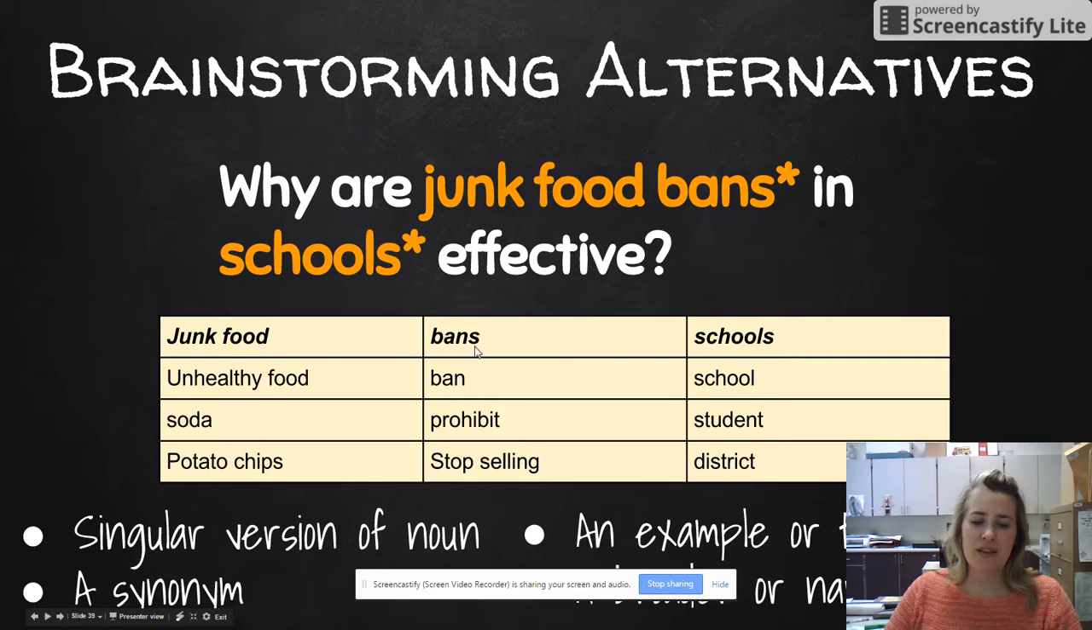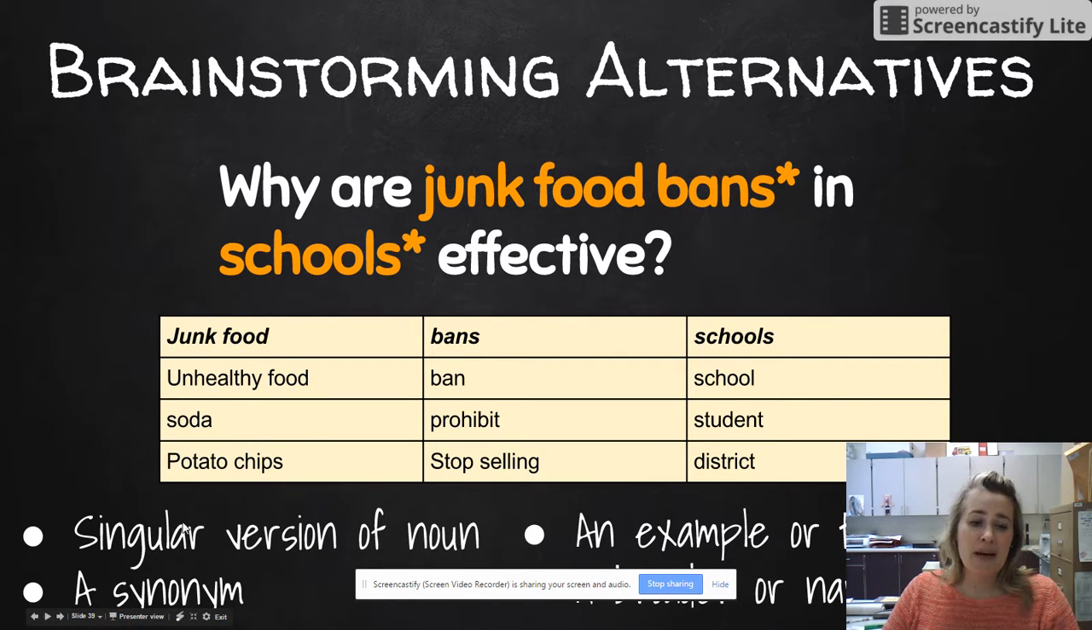Each one of those nouns has its own column. Then underneath the original noun, I'm going to come up with some alternatives. When I'm thinking about alternatives, there's 4 different things I can consider. I always want to write down the singular version of a noun. So instead of bans, I want to write ban. Instead of schools, I want to write school. When I'm searching the database, it's always best to use singular versions of keywords.